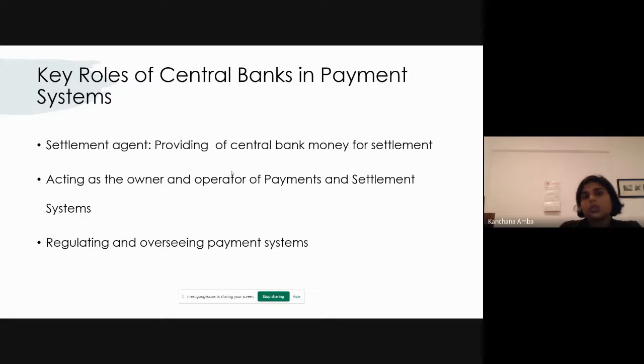Now, if we come to the central bank, then we also have roles in the payment system, right? So we are the settlement agent because, as I said, for interbank transactions, we act as the bank. Right, and central banks also act as owners and operators of the payments and settlement systems. In many countries, that is the case. In most countries, the RTGS is operated by the central bank, and that is because banks hold their settlement accounts with the central bank, and then of course regulating and overseeing payment systems.